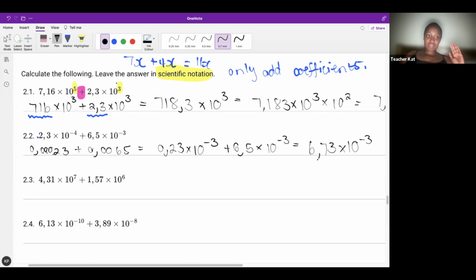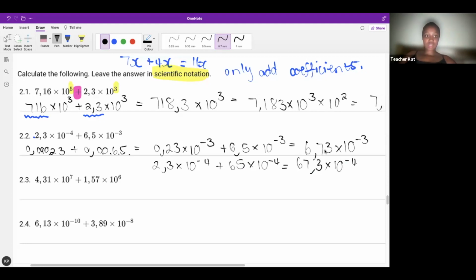Now for you who don't believe, let's do it with the 10 to the power of 4. Okay? So I'm going to leave this one as 2,3 times 10 to the power of negative 4 plus this one will be 1, 2, 3, 4. So it's going to be 65 times 10 to the power of negative 4. What is 65 plus 2,3? 65 plus 2,3 is 67,3 times 10 to the negative 4.